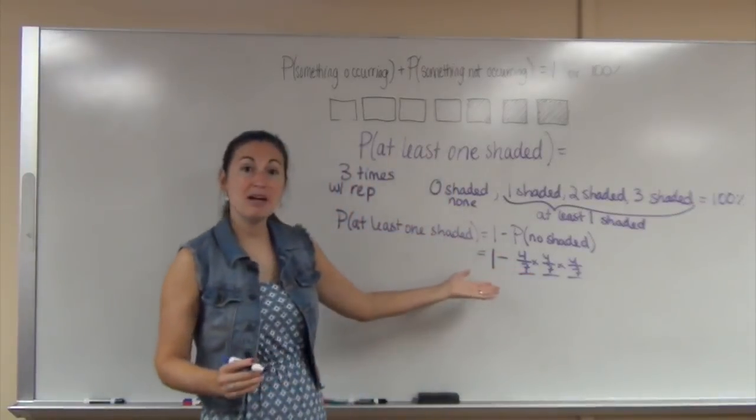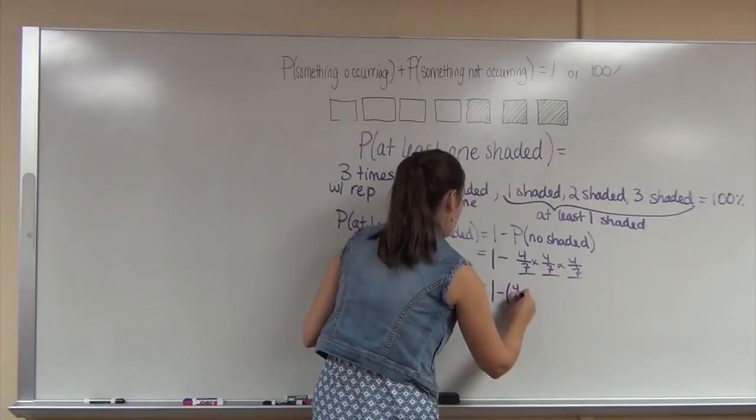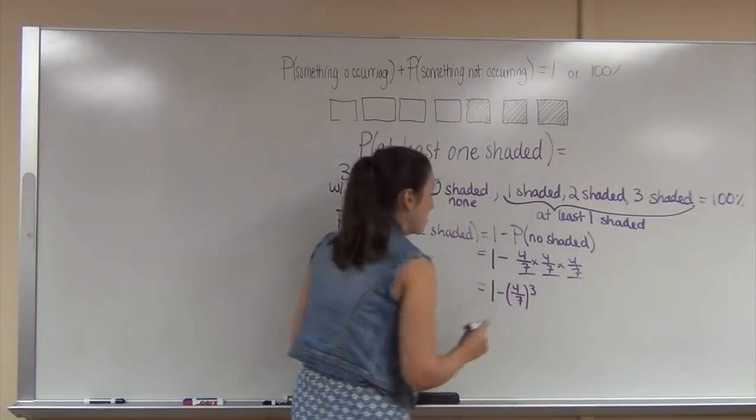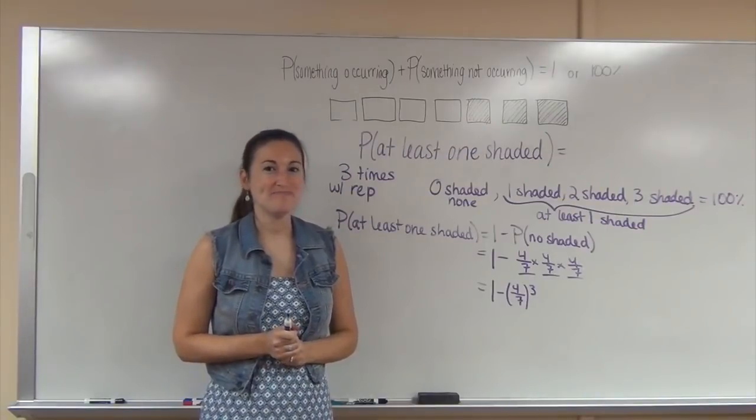So I can leave my final answer like this. I can write it like this if I want to. 1 minus 4 out of 7 cubed. That means the same thing, and that's how I calculate the probability of at least 1.